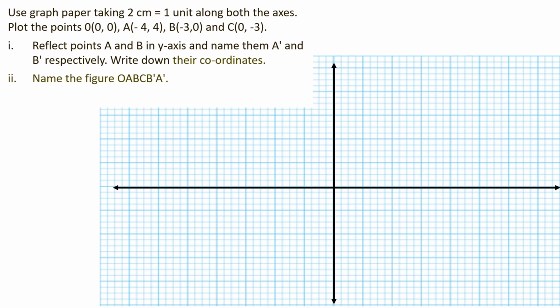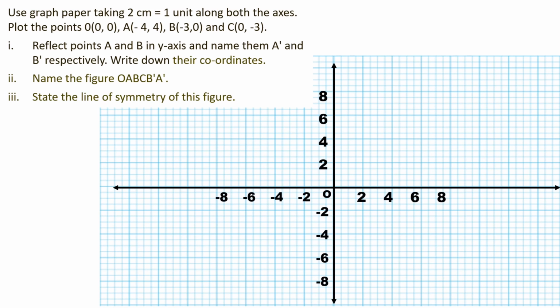Second sub question says that name the figure O, A, B, C, B dash, A dash. And third sub question, state the line of symmetry of this figure. So first mark the numbers on coordinate axis and label the given points. First one is origin (0,0), second is A (-4,4), B (-3,0) and C (0,3).